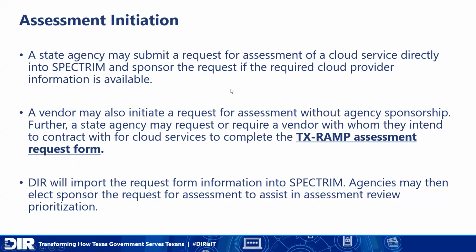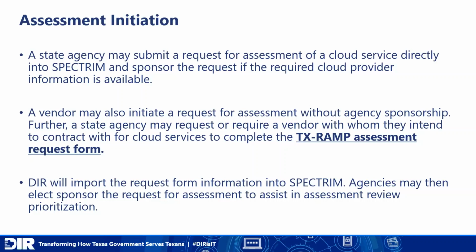Assessment initiation. There are a few ways to initiate an assessment here. A state agency may submit a request for assessment of a cloud service directly through Spectrum. Again, there's going to be documentation and training on the Spectrum piece of this, provided that the state agency has the appropriate information to submit that request. We're going to need things like the contact information of that cloud provider so that we can correspond with them and make sure that the target assessment level is appropriate, and so on and so forth.